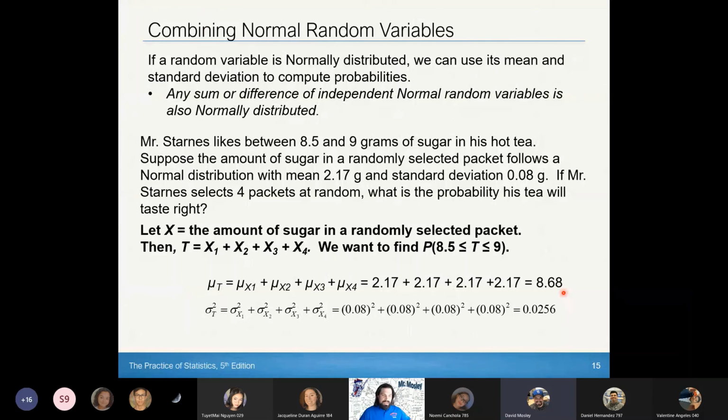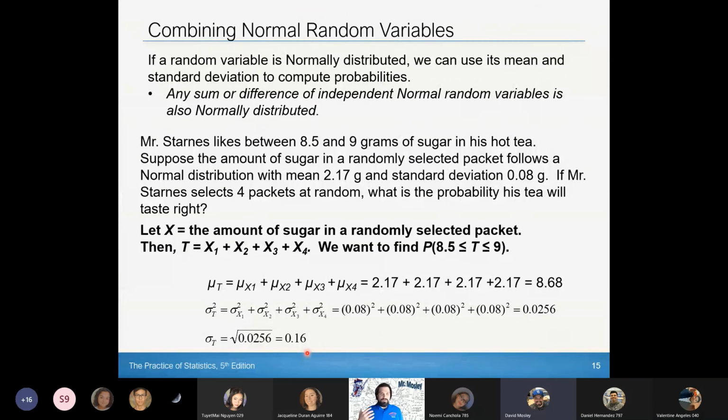We then add the variances, so that we can then get the standard deviation. We weren't provided the variance, but we do know that the variance is the square of the standard deviation. We have the standard deviation, so we square it to get our variance. So we have each variance added 4 times. We get 0.0256. Then we take the square root of that to get the standard deviation of 0.16. So we now have the mean of 8.68 and standard deviation of 0.16.